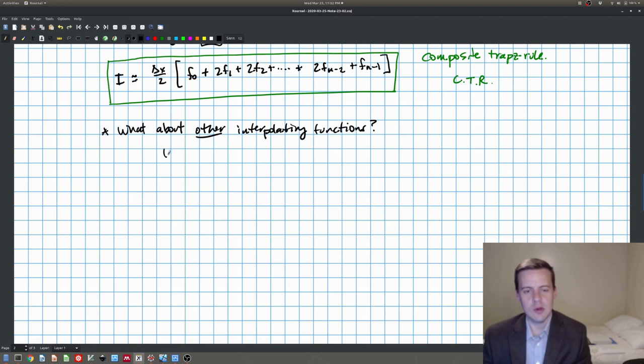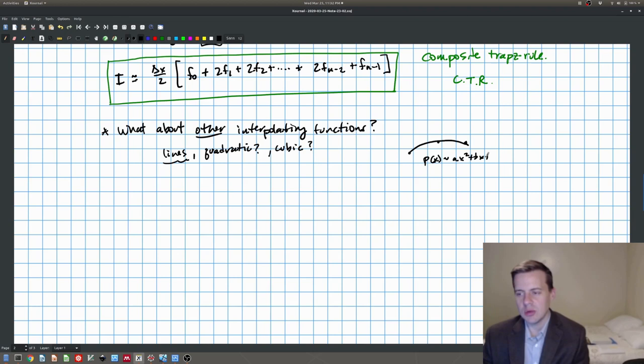Okay, we had lines. That's what we just did. But what about quadratic? What about cubic? What about all those guys? I'm not going to take the time here, but you can do the same process. If I have 3 points, I can make a quadratic between them, and then I get some polynomial of x that has ax squared plus bx plus c.